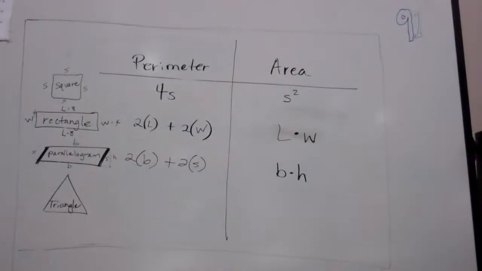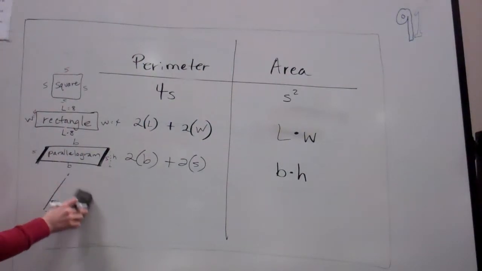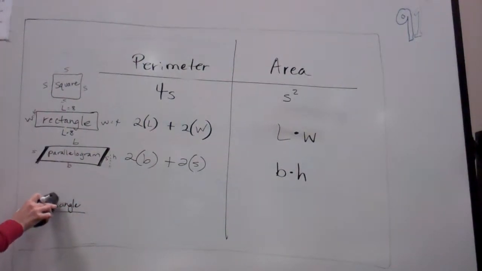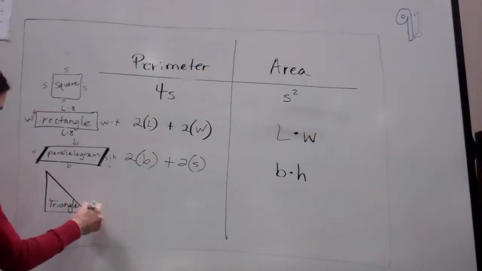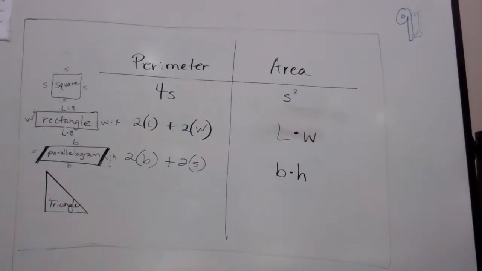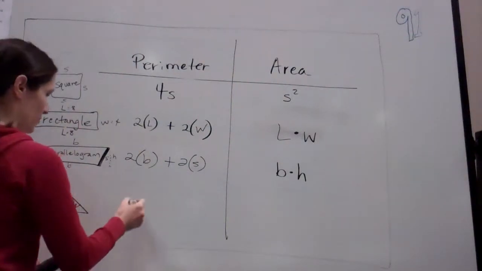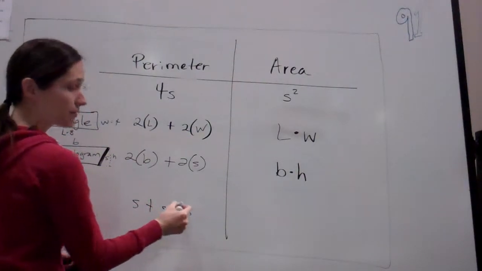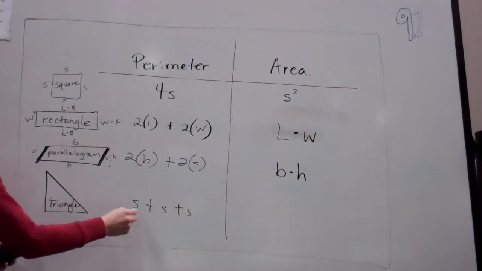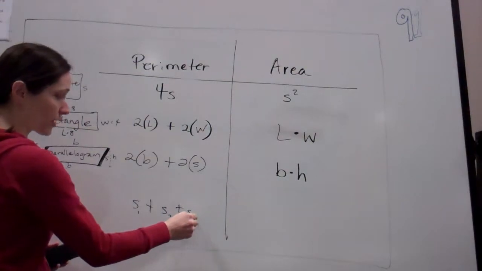And then lastly, how would I find the area of a triangle? Now, this triangle happens to be an equilateral triangle, so I'm going to draw a different one because I want you to understand. What would I do to find the perimeter of that one? Add all the sides together. Side plus side plus side. And if you want to go side 1, side 2, side 3, that's fine.